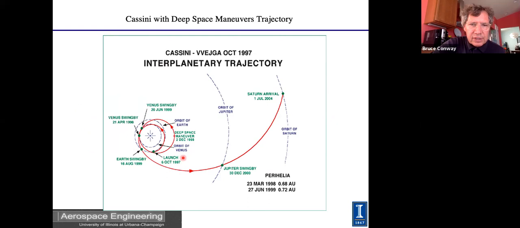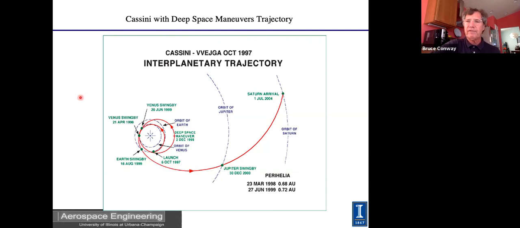Then there is a first Venus swing by in April of 98. Then it goes around, there's one mid-course maneuver in December of 1998. Then it comes around again, there's a Venus swing by in August of 99. And then the spacecraft is on its way to a Jupiter swing by. And then that took it to Saturn.